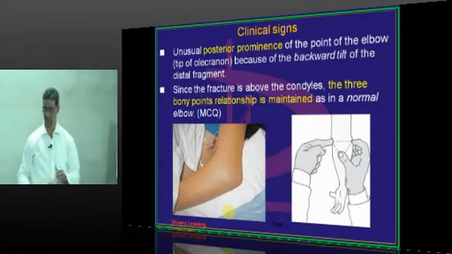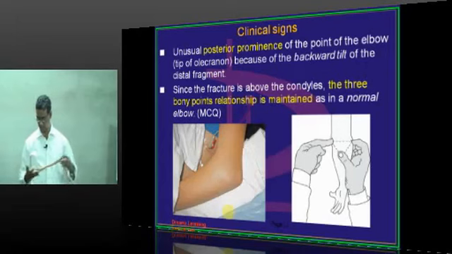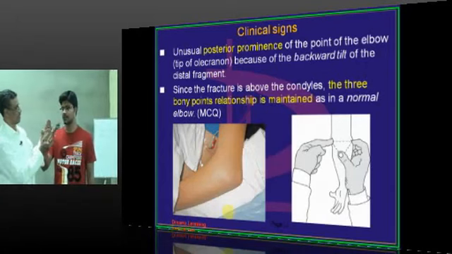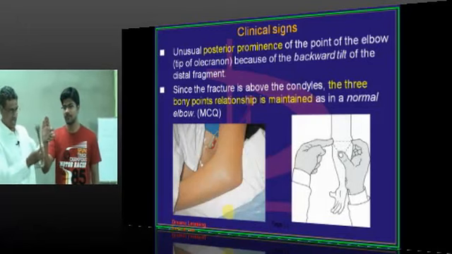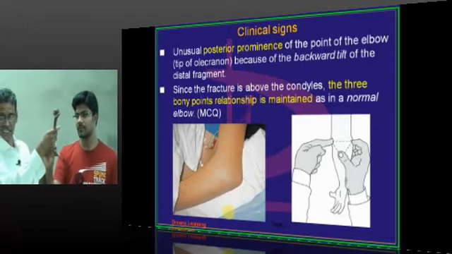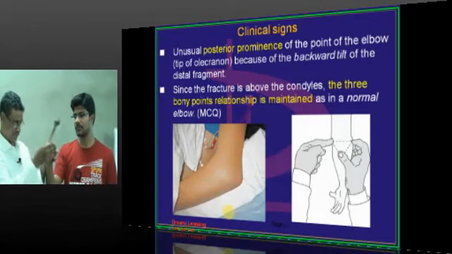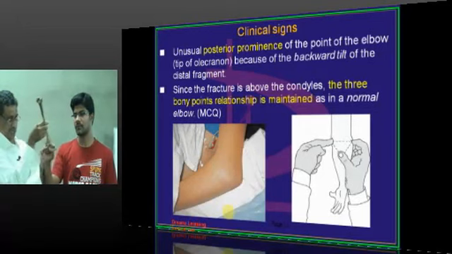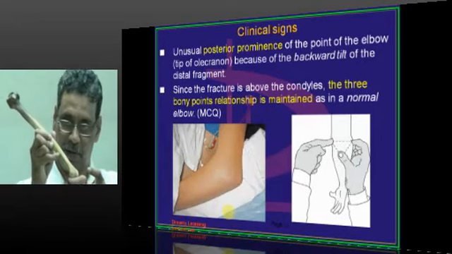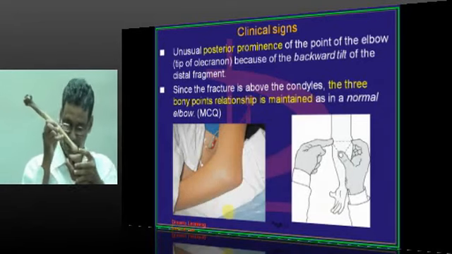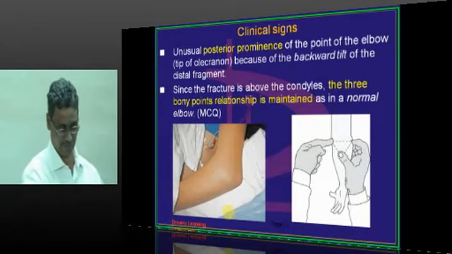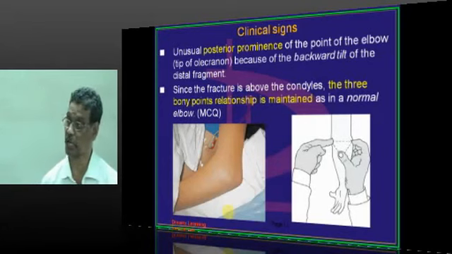Now, if you think this is the ulna, it is like this. This is the olecranon. This is the medial epicondyle. This is the lateral epicondyle. Suppose there is a posterior dislocation, like this, it has been covered with a cloth.